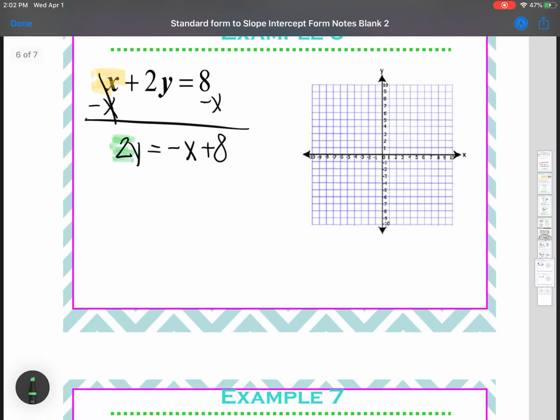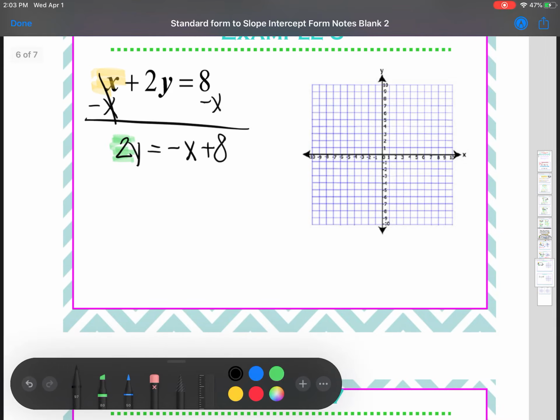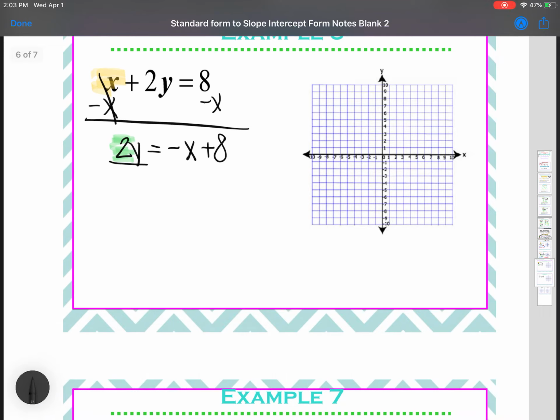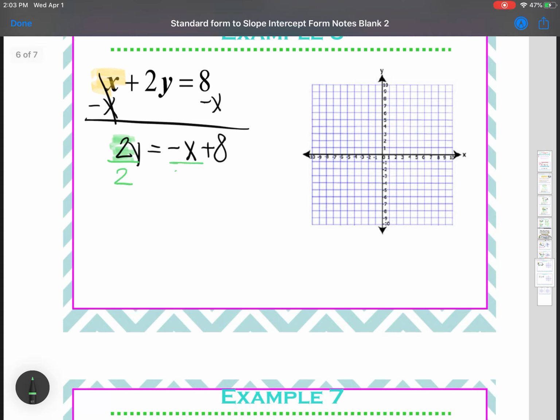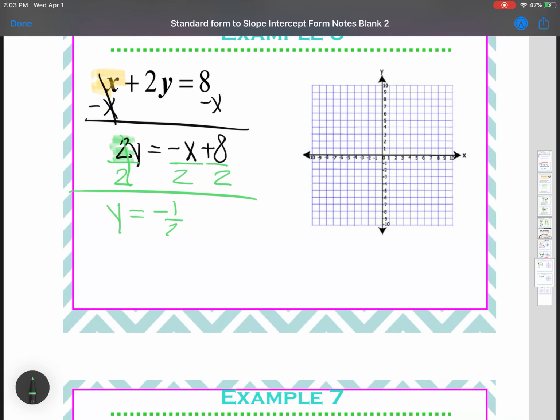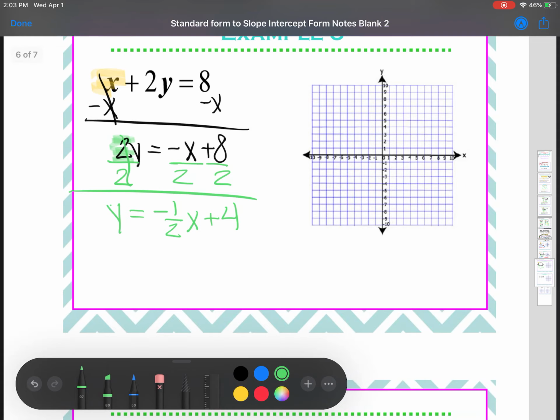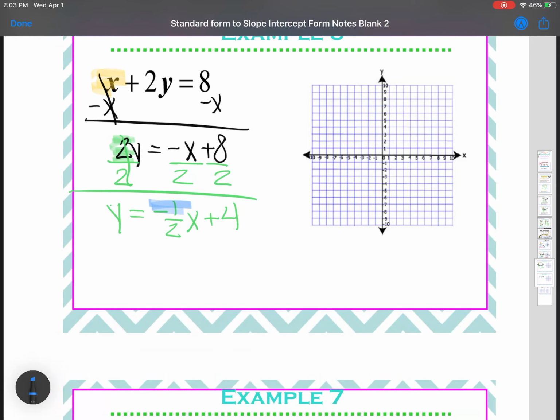Now, the 2 is in front of my y. I'm going to divide by it, divide by 2, all 3 parts. I'm left with y equals -1 divided by 2 is -1/2 x, plus 8 divided by 2 is 4. Now I'm just going to identify my parts of this.